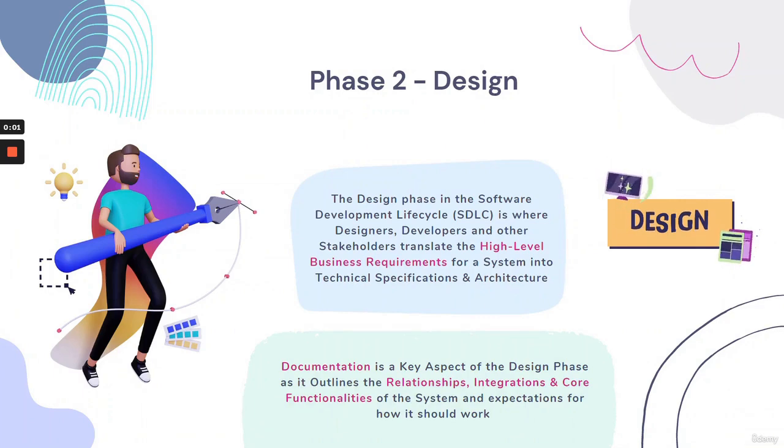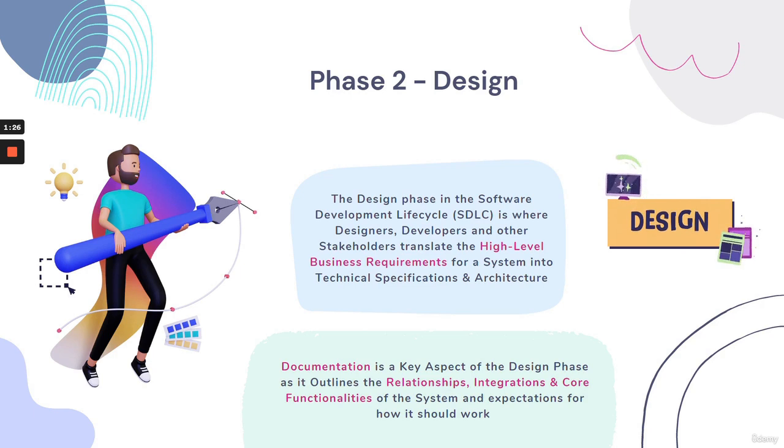Once the requirements have been identified in the first phase, we move on to the next phase of the software development lifecycle, which is design. The design phase in the software development lifecycle is where designers, developers, and other stakeholders translate the high-level business requirements for a system into technical specifications and architecture. The main goal of this phase is to create a blueprint or outline on how to build the core functionalities as well as the value it provides to the end users.